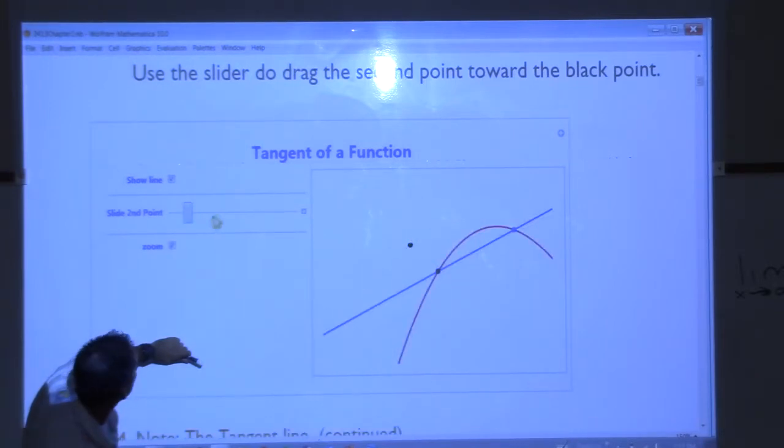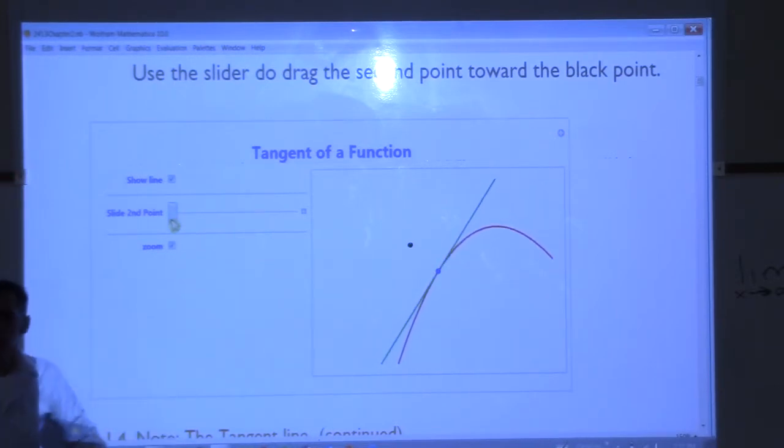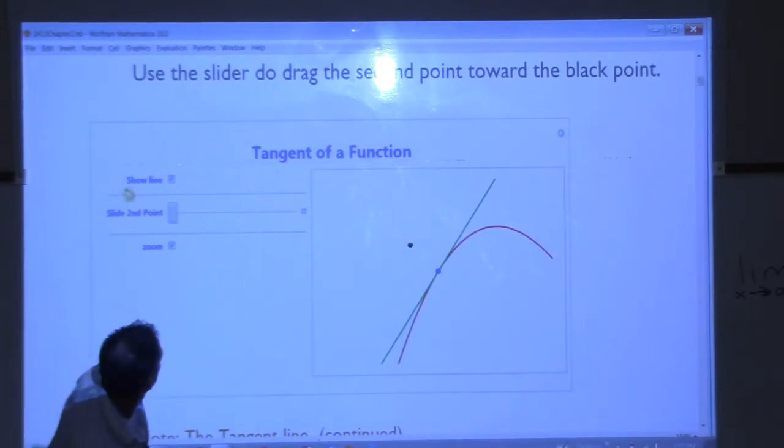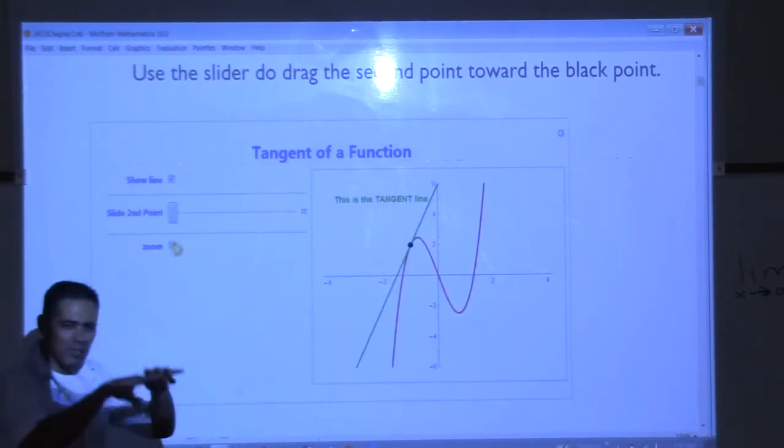Zoom in a little bit. There we go. So now I'm getting even closer, closer, closer, and eventually the 2 points are right on top of one another, and you get this tangent line, right? So visually, do you understand the concept of a tangent line? There's no more idea of a circle here.